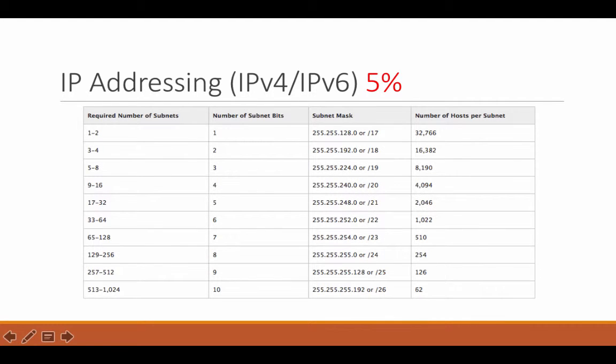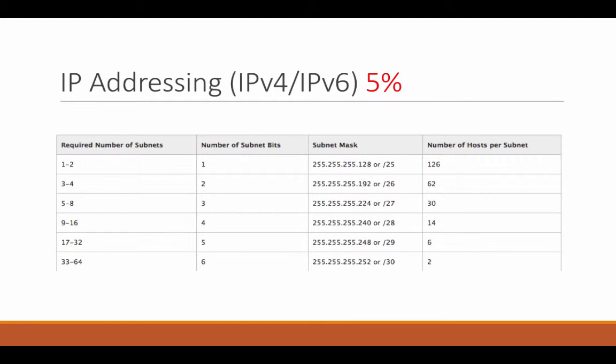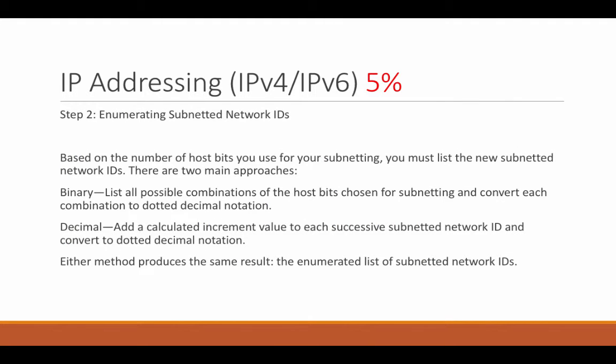So this is for a Class B network. If you look at the slight differences here, say on a Class A network, between 9 and 16 subnets you have 1,048,574 hosts. Here, between 9 and 16 you have 4,094. And then a Class C network, the number of hosts per subnet will be 14.